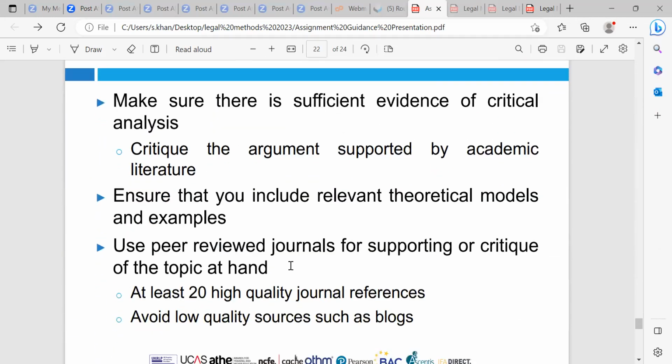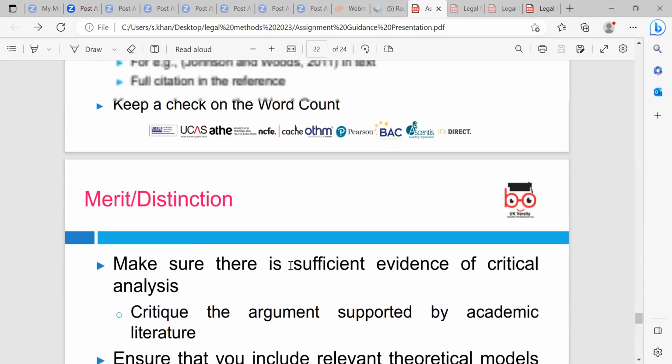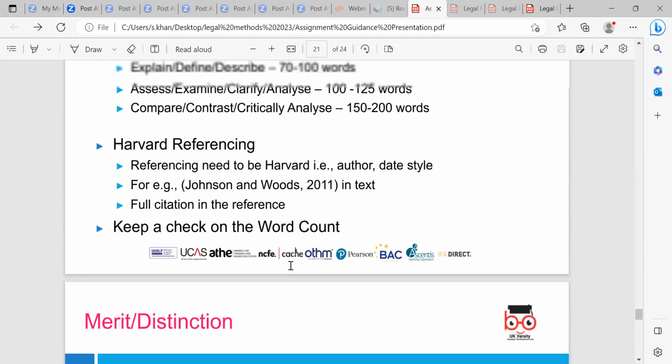Merit and distinction. If they're saying the Harvard referencing, that means I should refer to other things except from the slides. Is that what that means? Yeah, but sometimes in the slides there's references, isn't there? Yeah, there is. So you could use them as well.